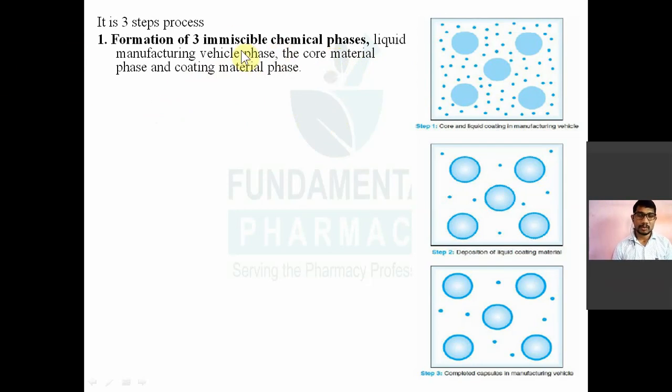So first step is the formation of three immiscible chemical phases. Now liquid manufacturing vehicle phase, then core material phase and coating material phase. ये तीन phase बनते हैं.